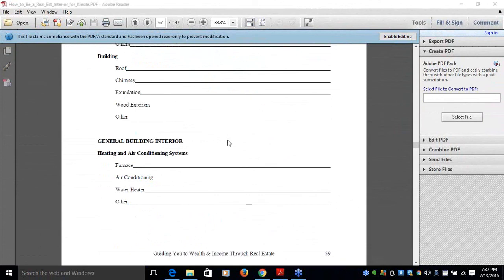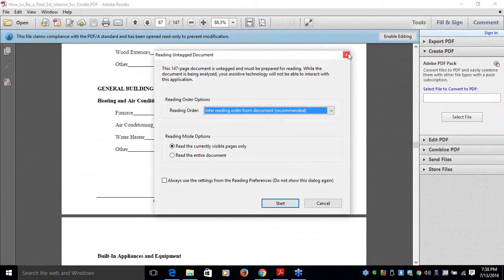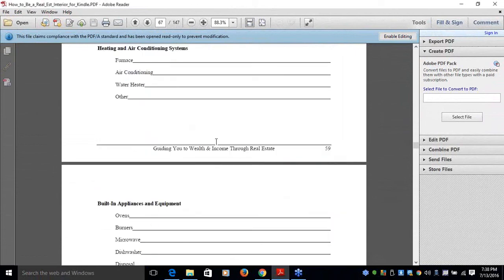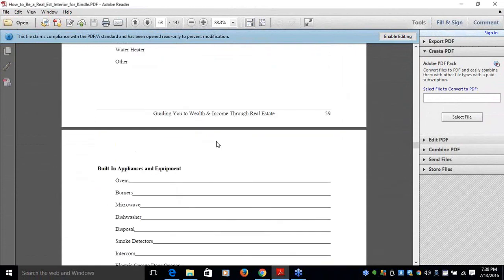Hang on a second here. There he goes. Reading, I'm not sure what that means. I don't want to do that. Okay. Electrical is later on. Yep.